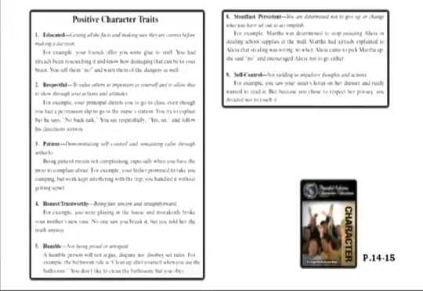Number 4, honest and trustworthy. Means being fair. Being fair. Is it fair when you don't forgive somebody, but you want them to forgive you? Is that fair? Okay, so you have to be honest when it comes to forgiveness. You got to use honesty.